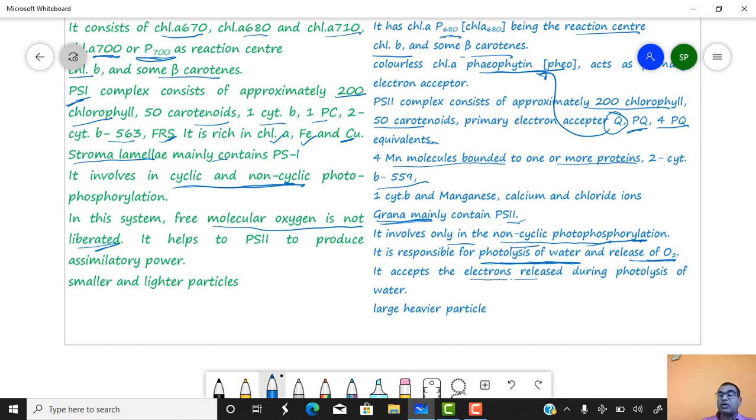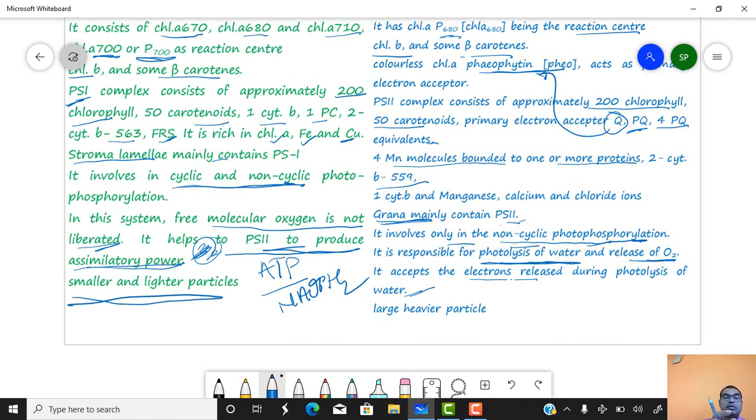Pigment system 1 accepts the electrons released during the photolysis of water. Here, as photolysis of water is absent, it will not accept the electrons released from the water molecule. It helps pigment system 2 to produce assimilatory power, that means the power generated during photosynthesis in the form of NADPH2 or ATP. In pigment system 1 the particles are smaller and lighter, while in pigment system 2 large and heavier particles are present.